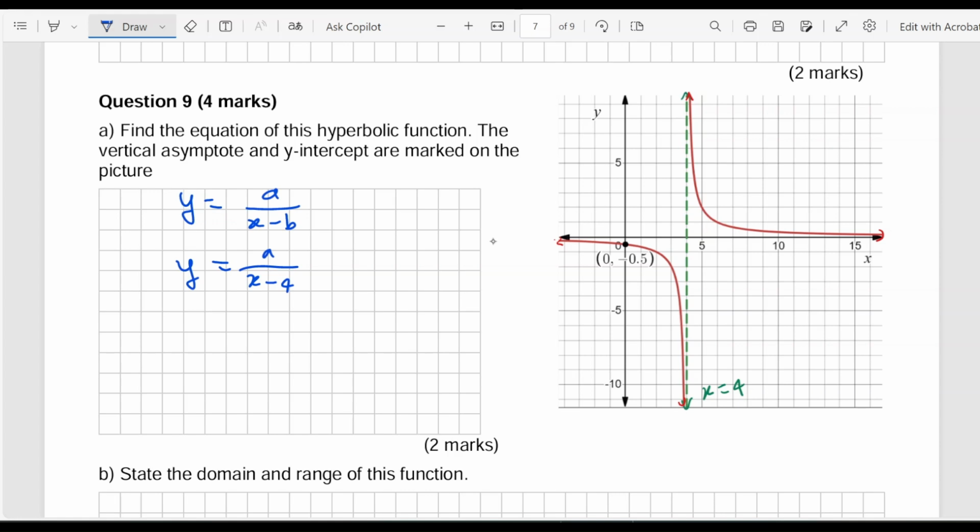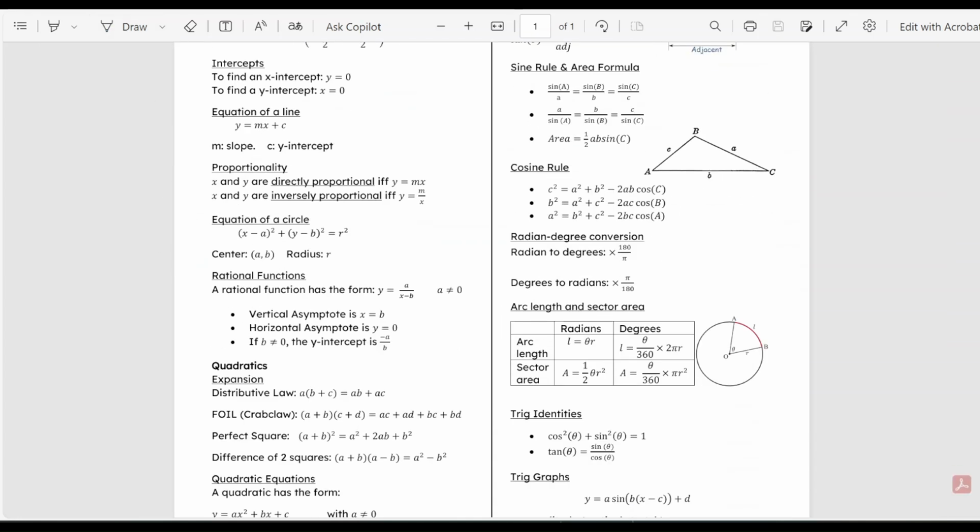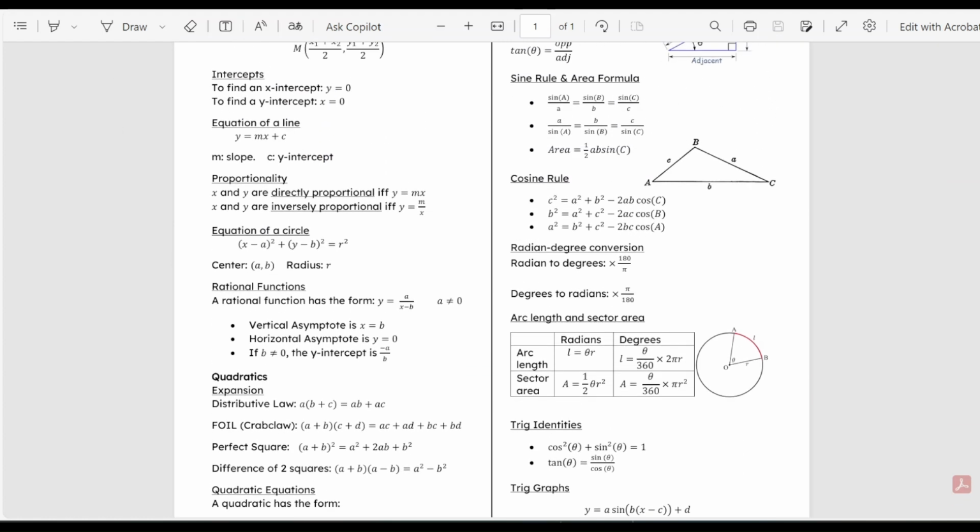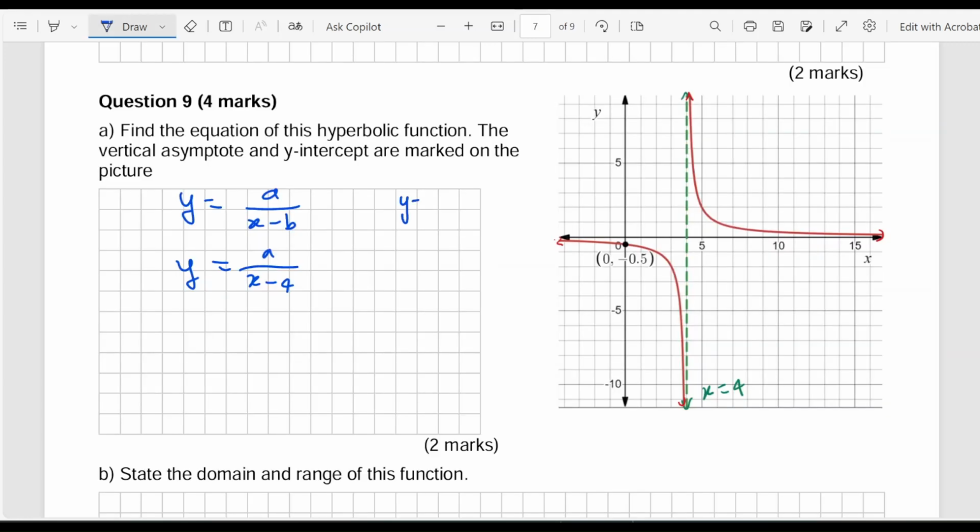So there is a handy formula for hyperbolic functions. The y-intercept is minus a over b, and you can actually rearrange that to get what you need. So y-int is minus a over b. Therefore, minus a is b times the y-int. Therefore, a is minus b times the y-int. So that's something you can go on a cheat sheet if you want.